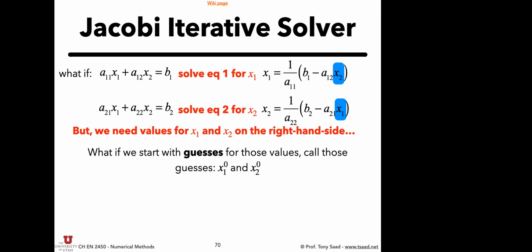And so starting with an initial guess at 0, let's say not the value 0, but a counter. So the 0th guess, the first guess we have, we call it x1, 0, x2, 0. That's not a power. That's just a counter. Okay. Then you would say my new x1 is equal to 1 over a11, b1 minus a12, x2, 0. And the same thing with x2 using the previous values. All right.